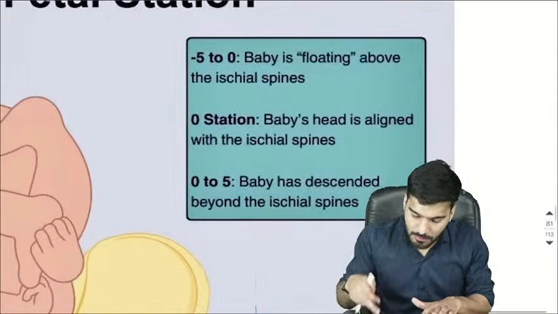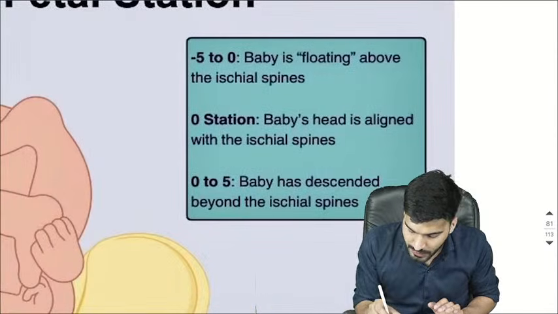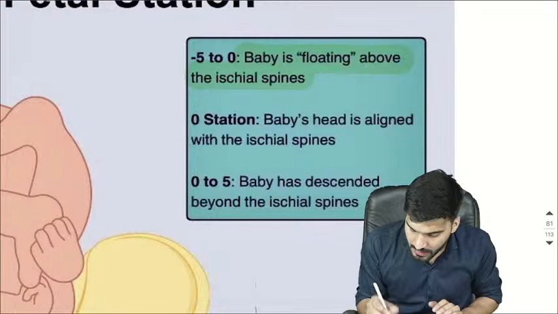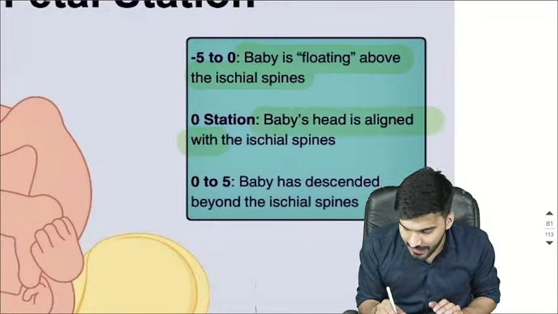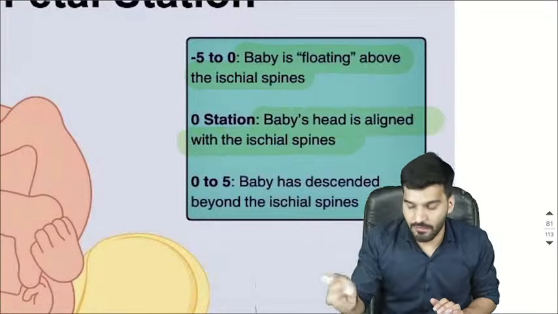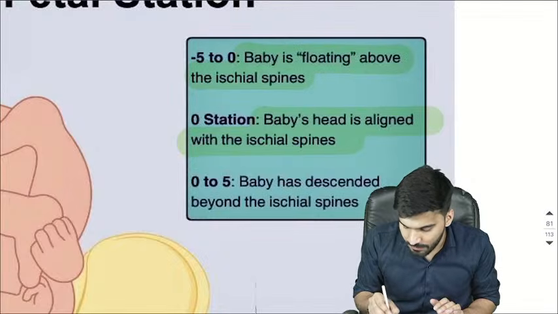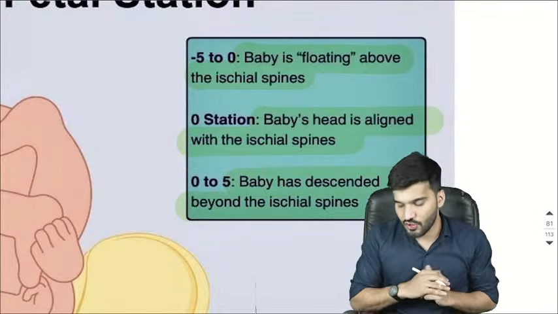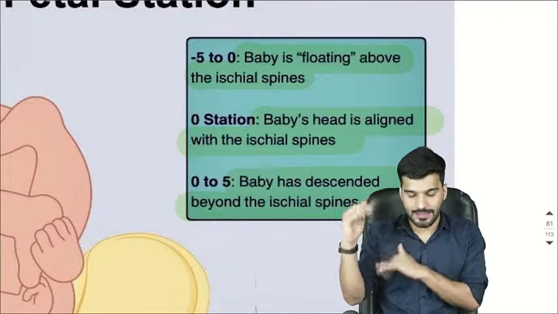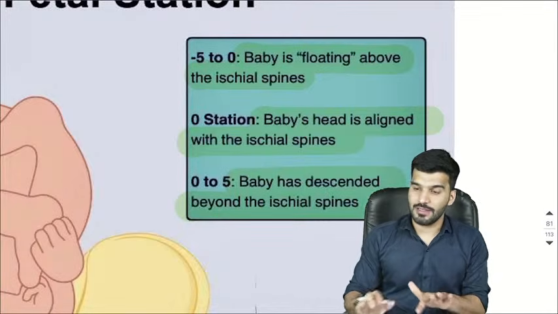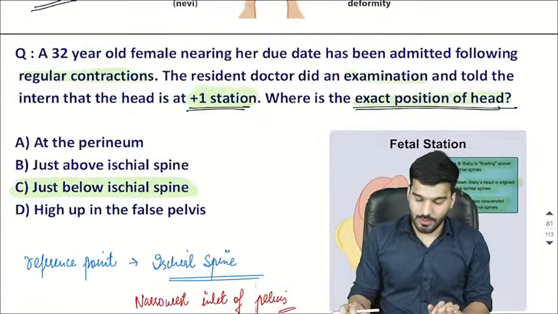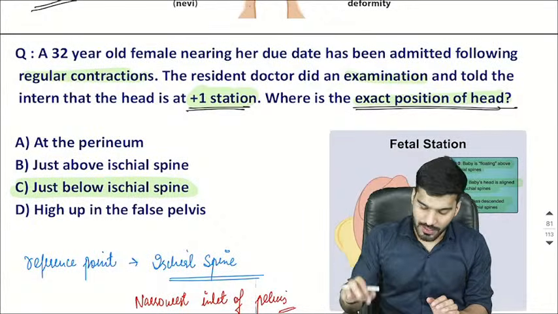So remember, -5 to 0, the baby is floating above the ischial spine. At 0, the baby's head is aligned with the ischial spine, that means at the level of the ischial spine. Below that, the baby has descended beyond the ischial spine, that is 0 to +5. So that is about the station or head station.